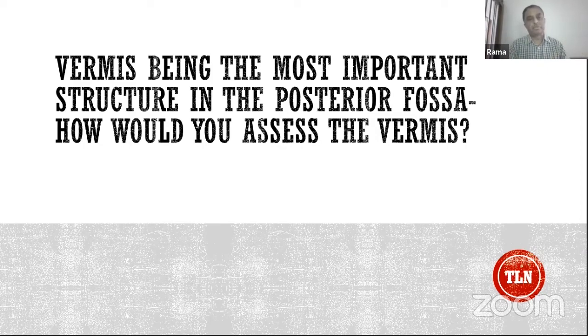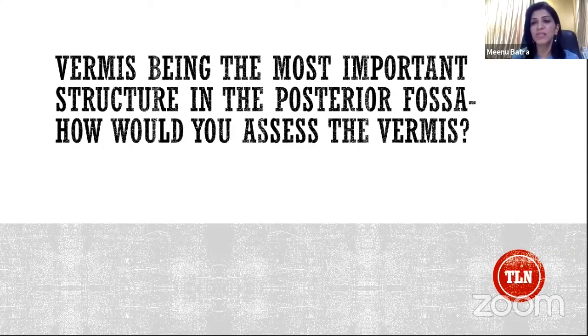Yes, Dr. Meenu. Yeah, so Praveen sir, I think vermis is the most important structure that needs to be assessed here. So sir, quickly, can you just tell us what are the important things that we need to look at so that we would be able to differentiate between these three differentials that Seneesh had mentioned, because the prognosis is completely different in three scenarios?